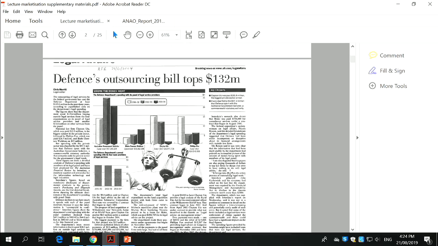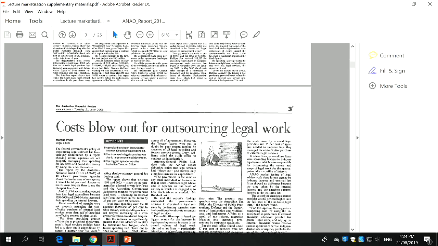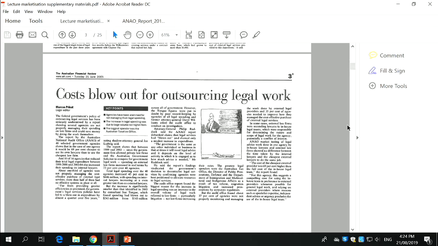Now this goes back to an earlier time, 2004. There was a lot of outsourcing by the Department of Defence, and the outsourcing bills a lot. Costs blew out for outsourcing legal work. A lot of government entities at that time outsourced their IT services and the legal area, so the outsourcing bills, the costs just blew out.